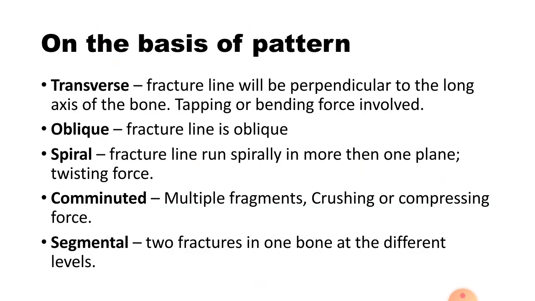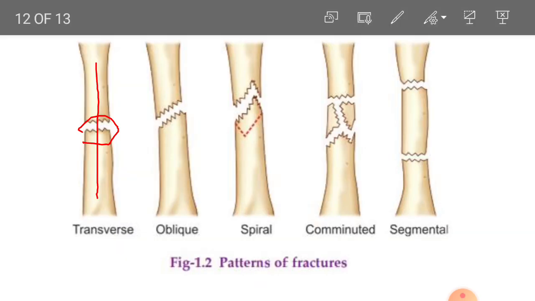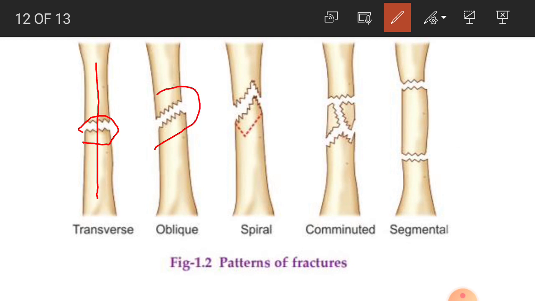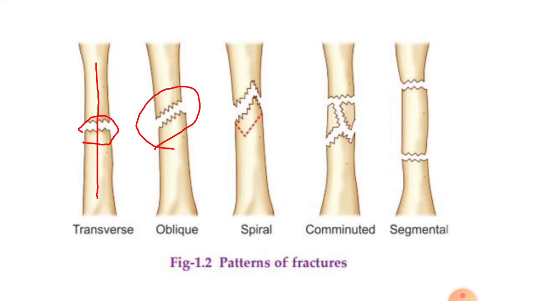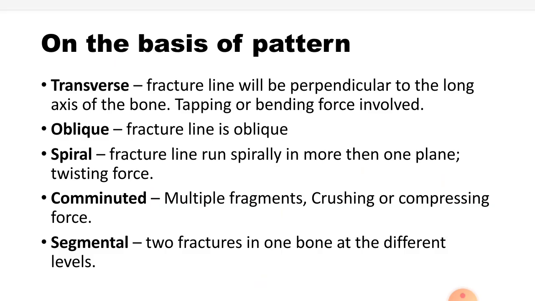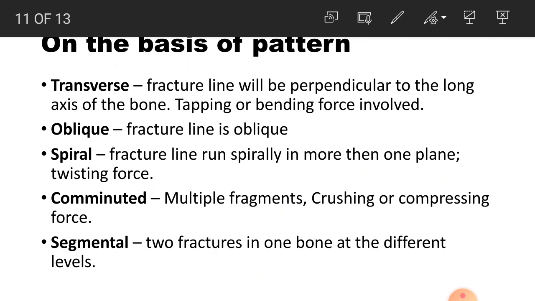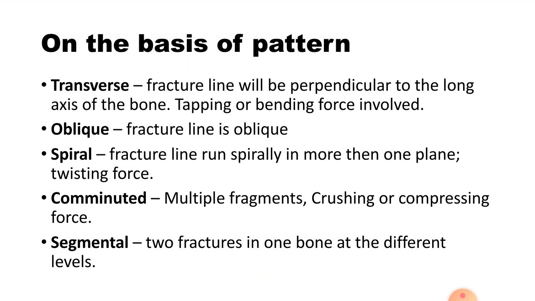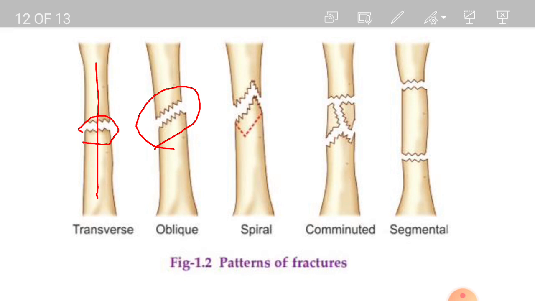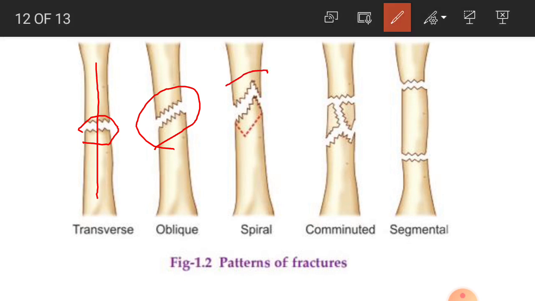Second is oblique, the fracture line will be oblique, right? So here you can see the fracture line is oblique in oblique type of fracture. Third is spiral, so the fracture line runs spirally in more than one plane, right? Here you can see that the fracture line is moving spirally in more than one plane, like a spiral.